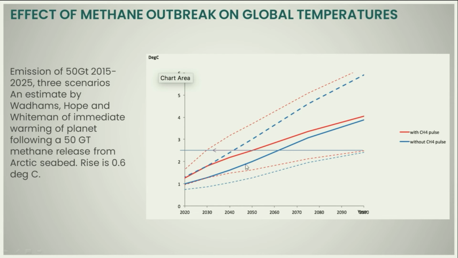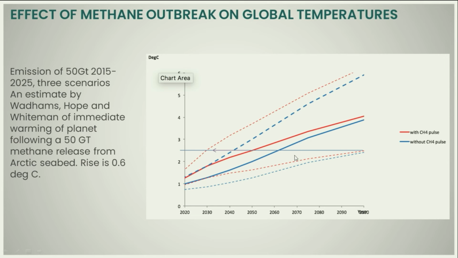The blue, this is a family of curves which represent warming of the planet with different assumptions about how good we are at taking greenhouse gases out of the atmosphere.